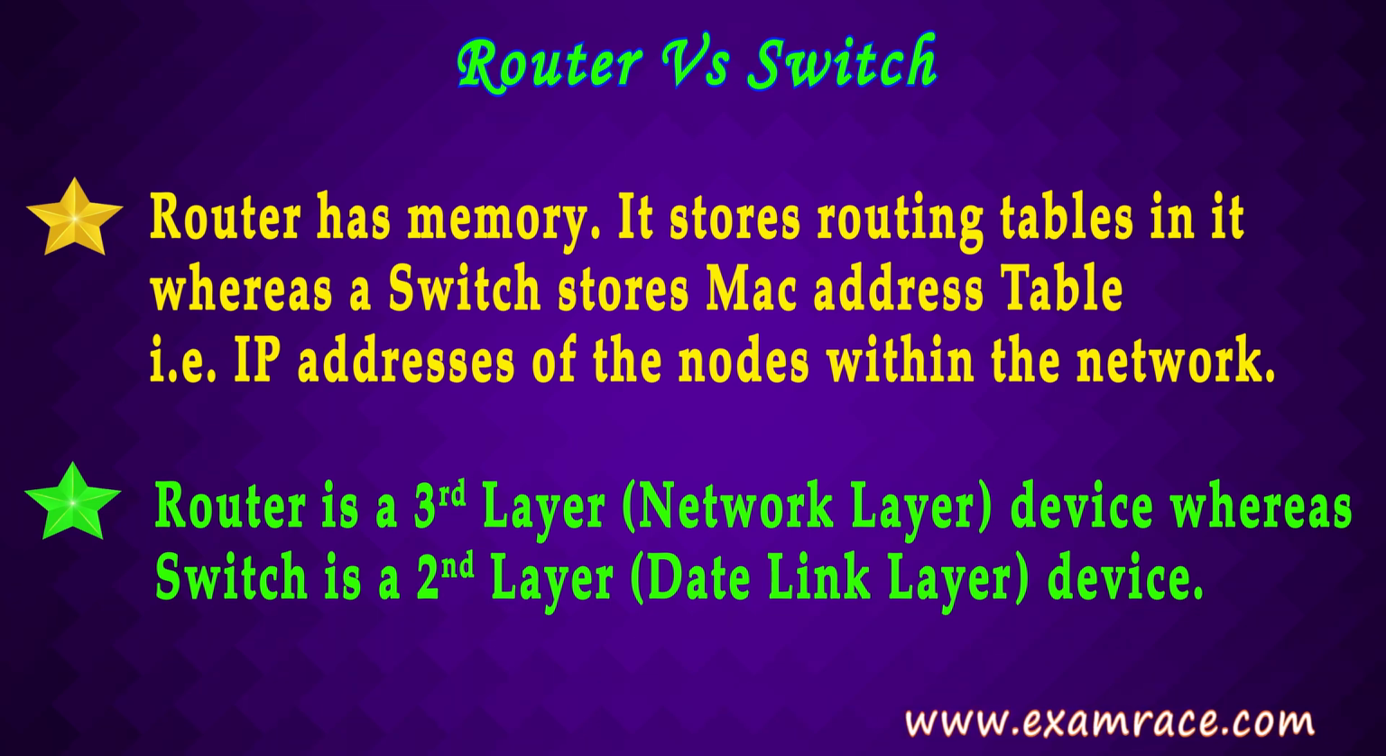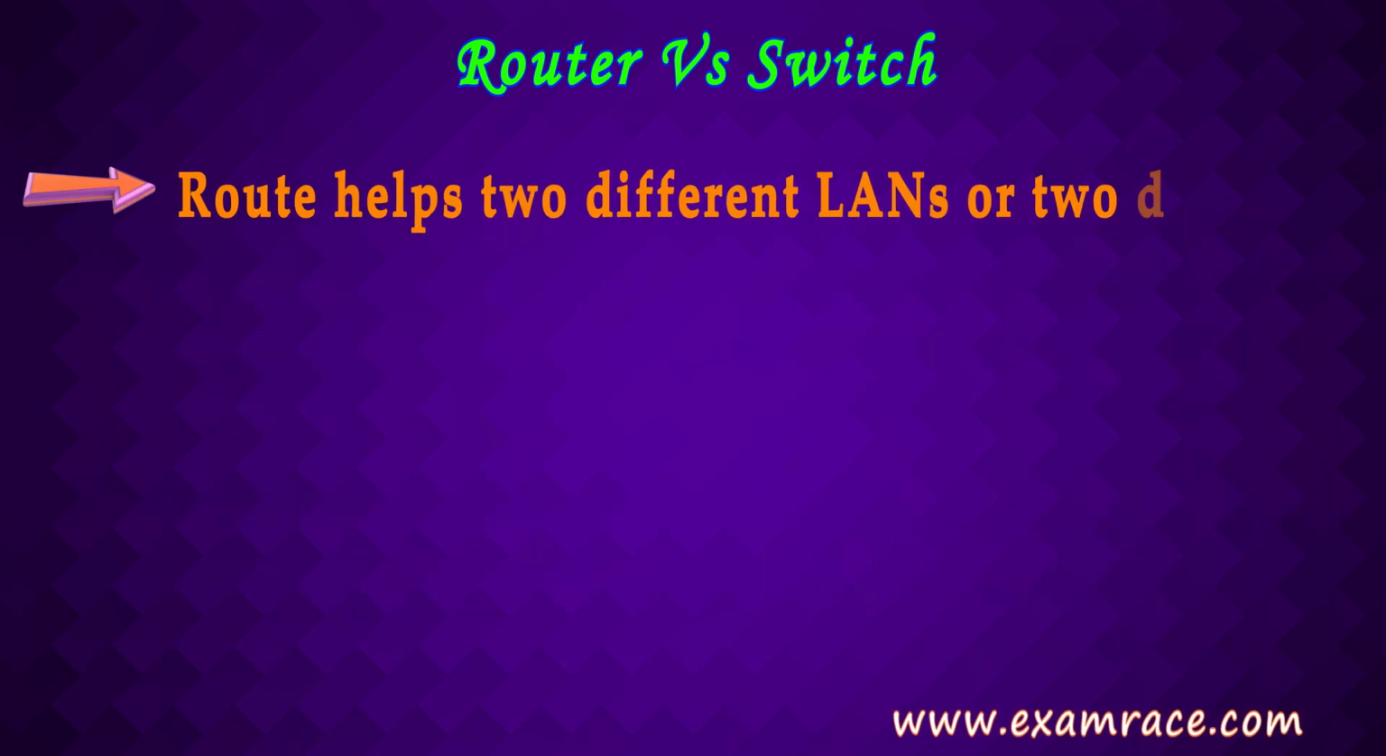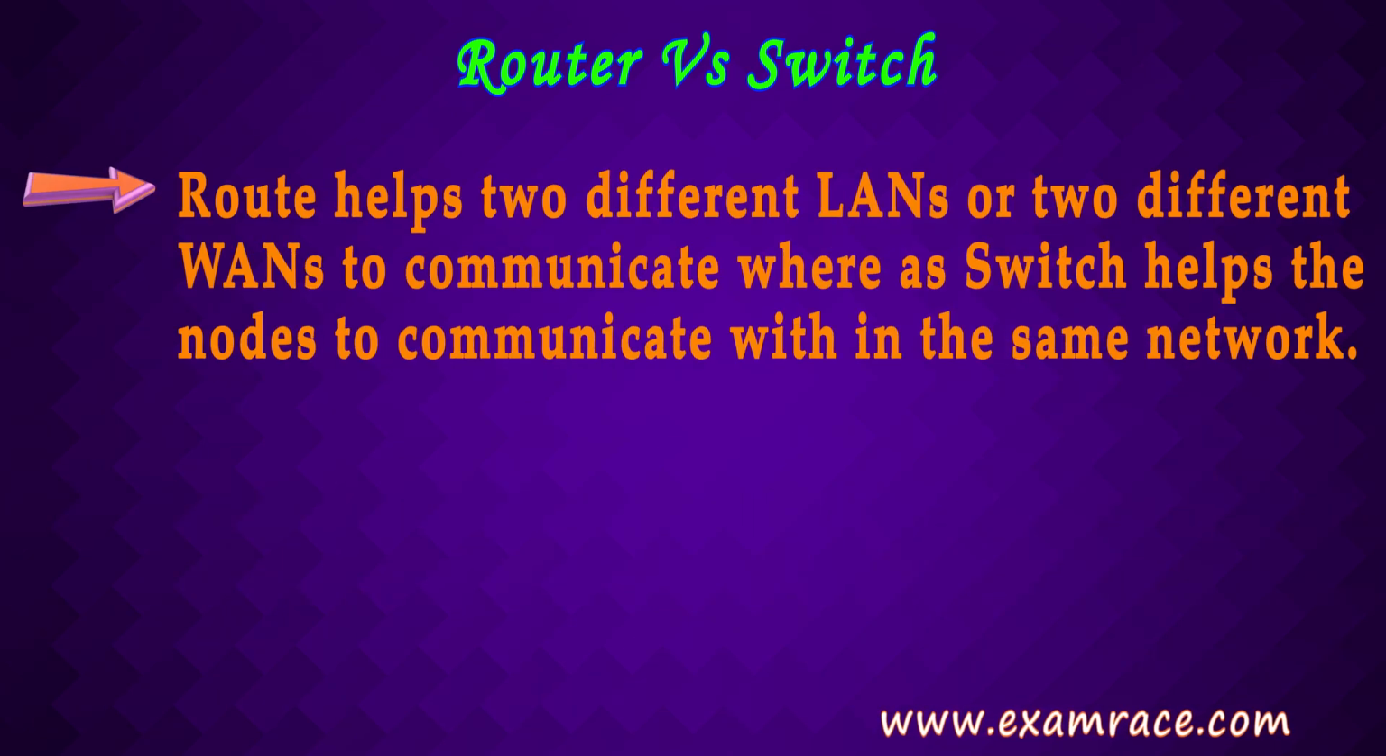So the next point is, a router helps to connect two different LANs, or we can say it can also connect two different WANs, like we have already discussed. Through the ISP we are connecting to the internet. We are getting a lot of services using the internet with the help of the router. But a switch just helps the nodes to communicate within the network, or we can say in the same network we can communicate or transfer the information.